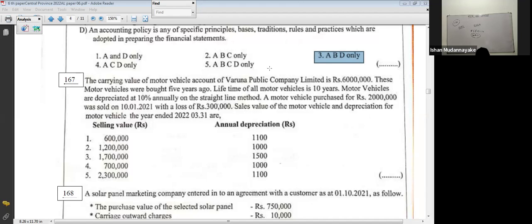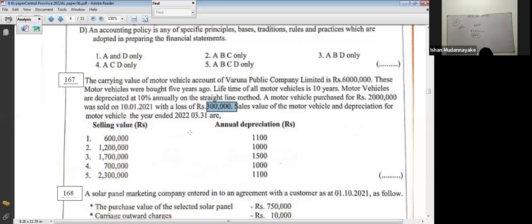A motor vehicle purchased for 2 million was sold on 1st October 2021 with a loss of 300,000. Sales value of the motor vehicle and depreciation for the motor vehicle for the year ended 31st March 2022 are asked. Right, how do we answer this question?